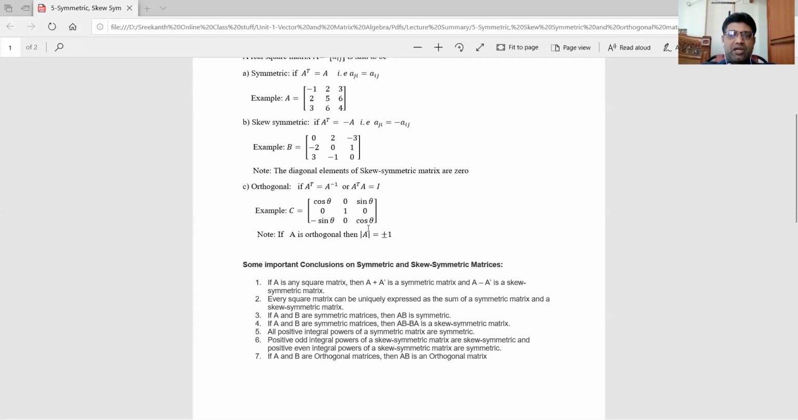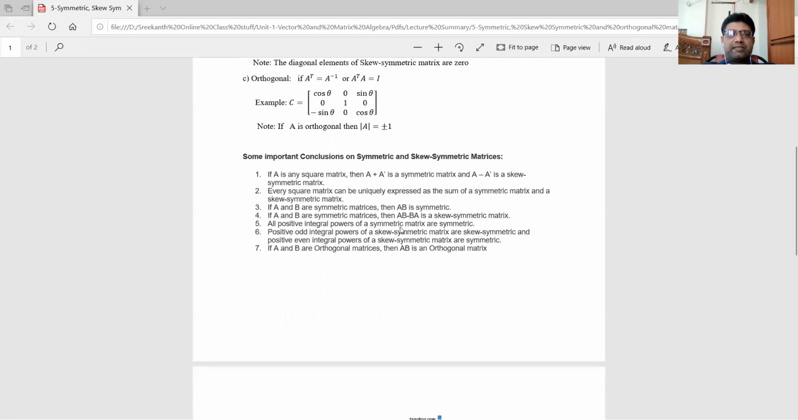Whenever a matrix is orthogonal, if you calculate its determinant value, you will always get either +1 or -1. This is one important observation. So either you will get +1 or -1.